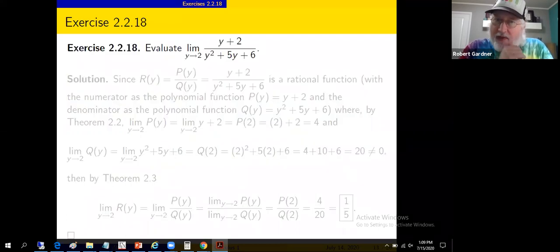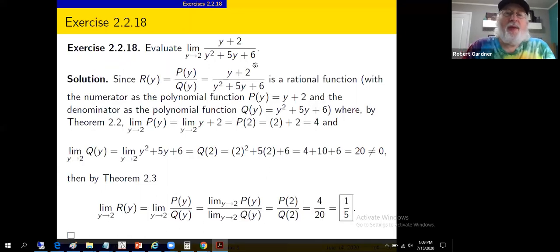How about this rational function? Evaluate the limit as y approaches 2 of (y plus 2) over (y squared plus 5y plus 6). Well, the second theorem, Theorem 2.3, told us we can do this by substitution if we don't get division by 0. So let's go through it one piece at a time. Let's call it r of y for rational function. r of y equals p of y over q of y. They've chosen y as the variable instead of x, but whatever.